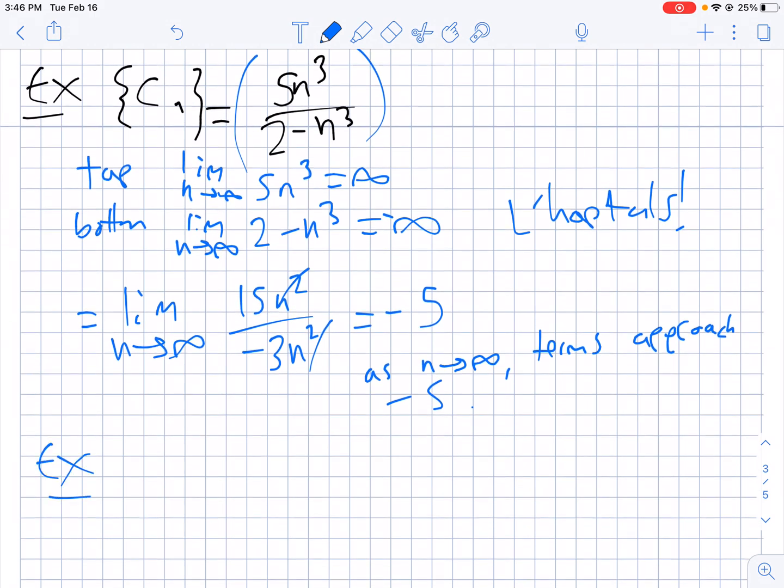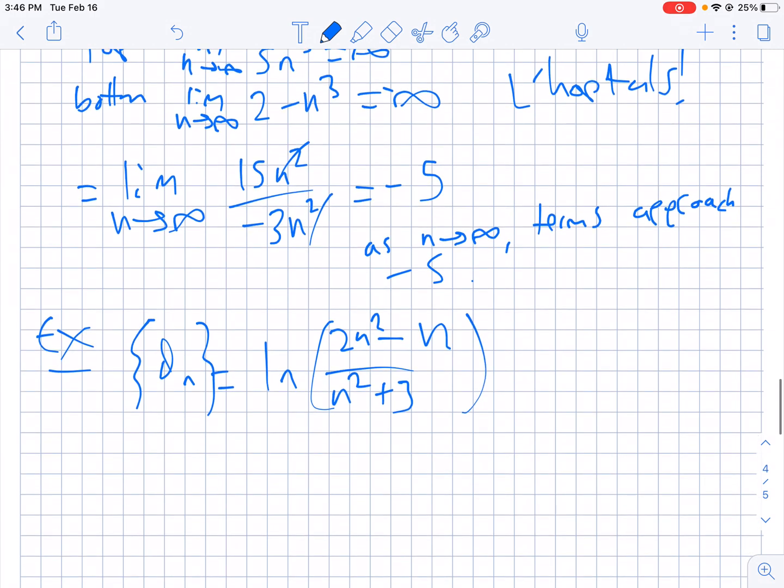Just one more example using L'Hopital's. Suppose we have d sub n is equal to the natural log of (2n squared minus n) over (n squared plus 3). I'm going to clean that up because that's hard to read. Again, we're trying to see if it converges or diverges, so we just take the limit as n goes to infinity of this: 2n squared minus n over n squared plus 3.